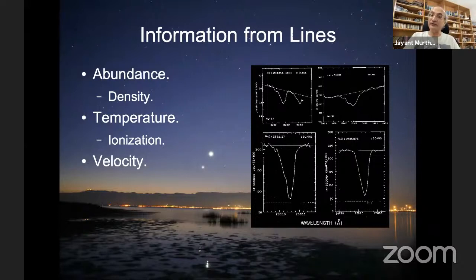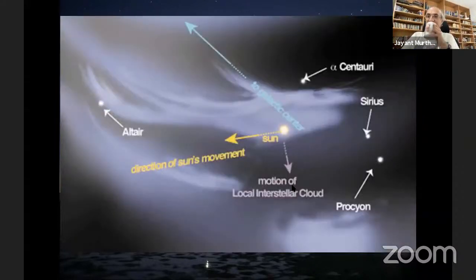And I can look at the redshift or the blueshift of that entire line. That will tell me how the cloud is moving. Is the cloud coming towards me or is it receding? And I can see what the velocity of that cloud is.